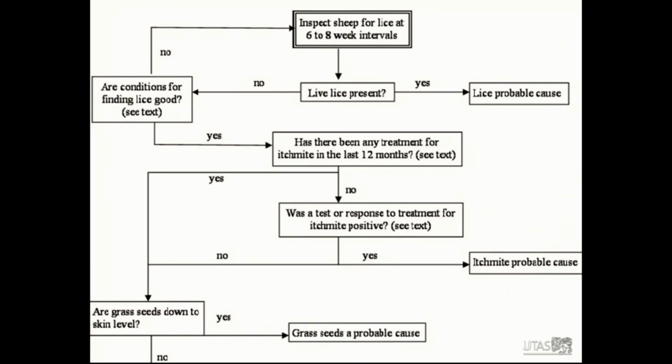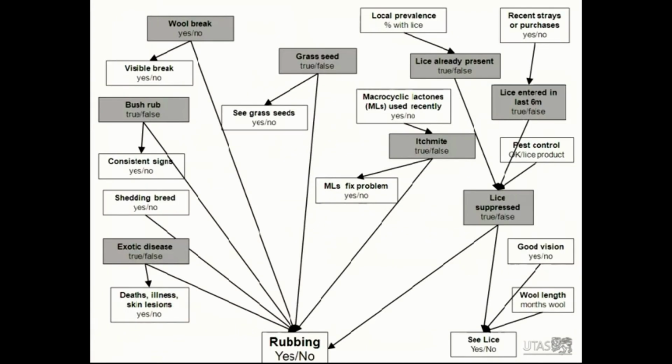So what we needed to do was to work on this decision tree a bit, and basically we turned it into another Bayesian network, so that we had all the possible reasons why sheep might be rubbing and the various questions to help identify those causes, all leading down to whether they're rubbing or not, of which lice was one of them. And so we can now estimate whether you might have lice and whether some other problem is causing the rubbing.